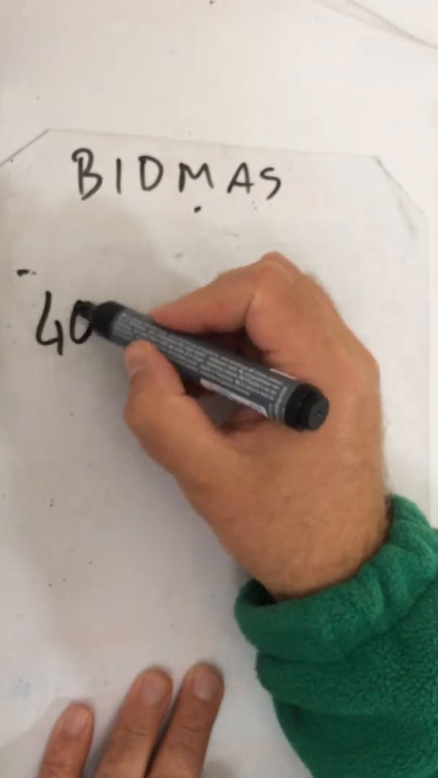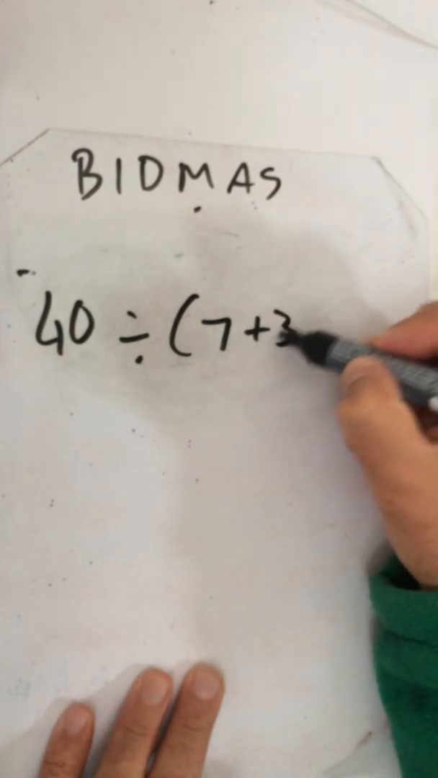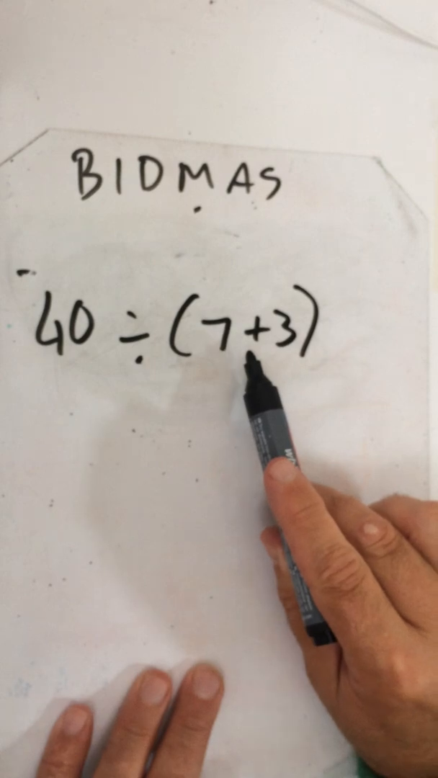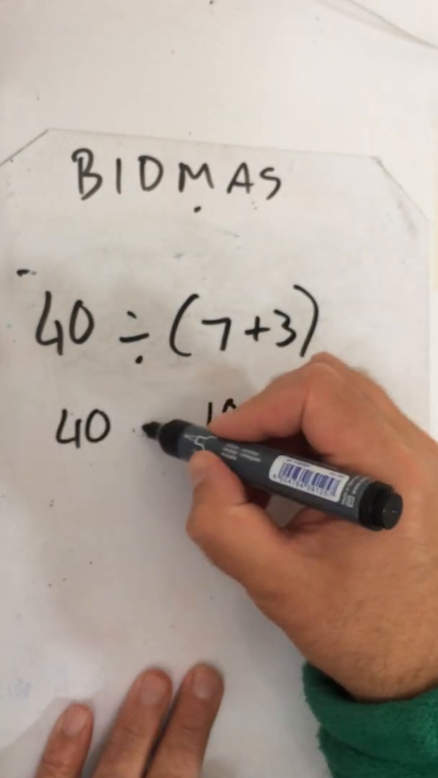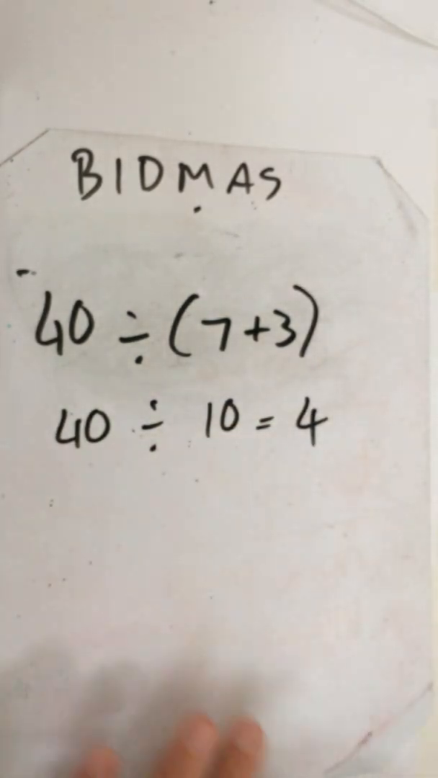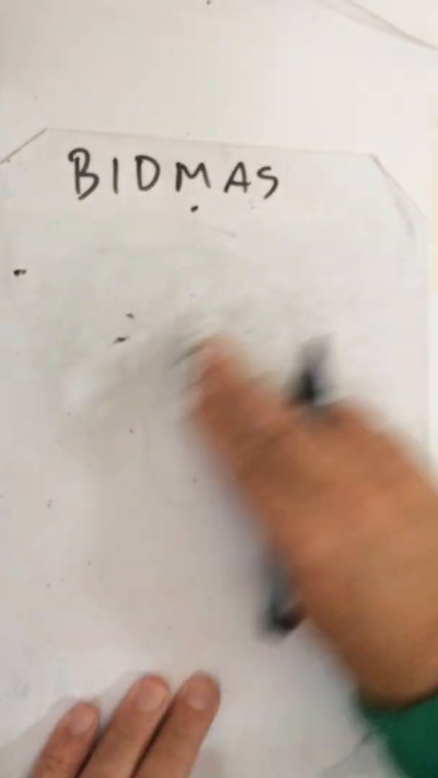Question number 4. We've got 40 divided by, in brackets, 7 plus 3. Again, BIDMAS tells me I have to work out what's in the brackets first. 7 plus 3 is 10. So it becomes 40 divided by 10. How many 10s in 40? 4. The answer is 4. And then the last one.